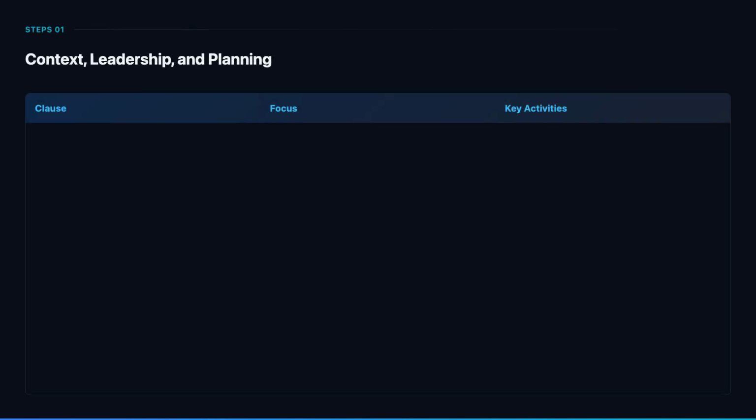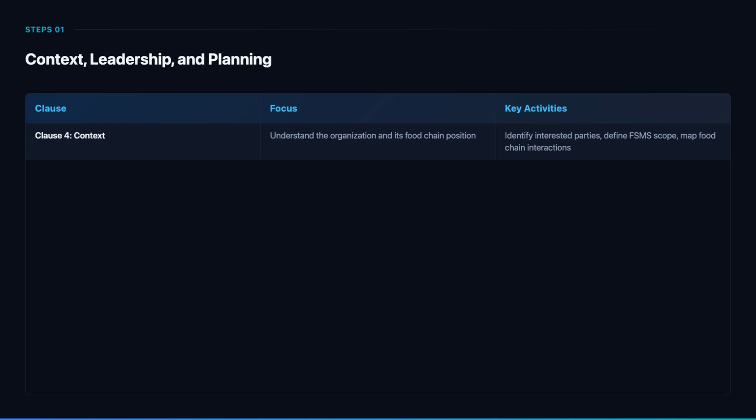Implementation begins with understanding your position in the food chain and establishing governance. Clause 4 requires understanding your organization's context. Identify where you sit in the food chain. Are you a primary producer, processor, distributor, or retailer? Map your interactions with suppliers, customers, and regulators. Define the scope of your FSMS based on your products, processes, and sites.